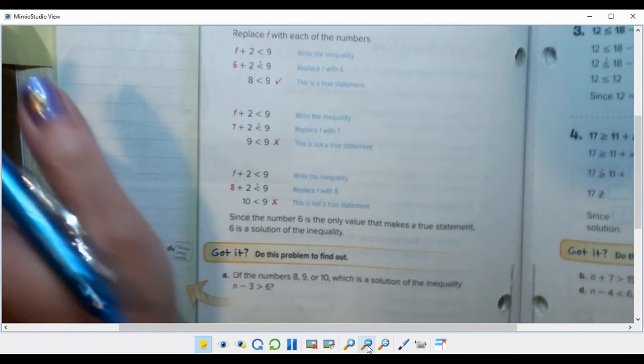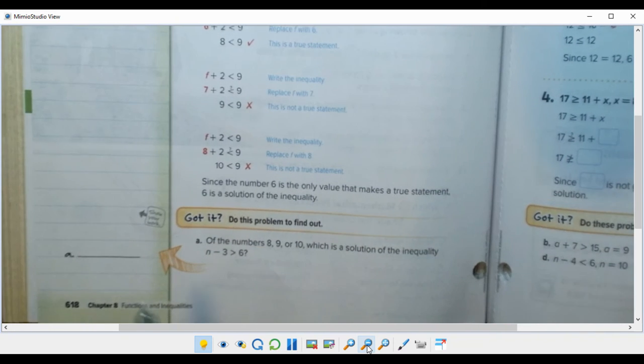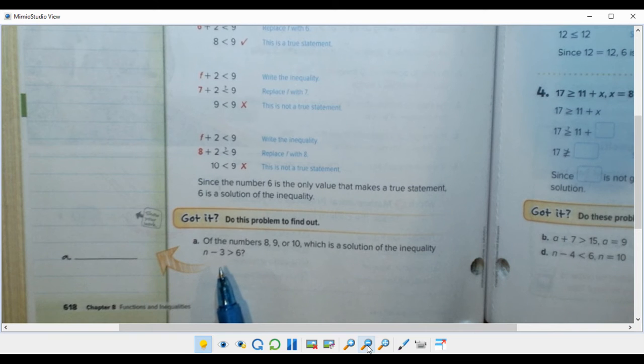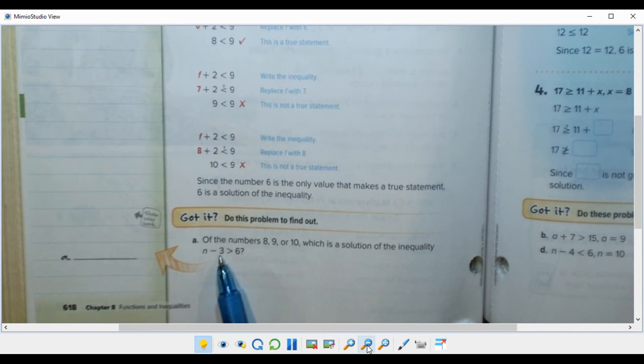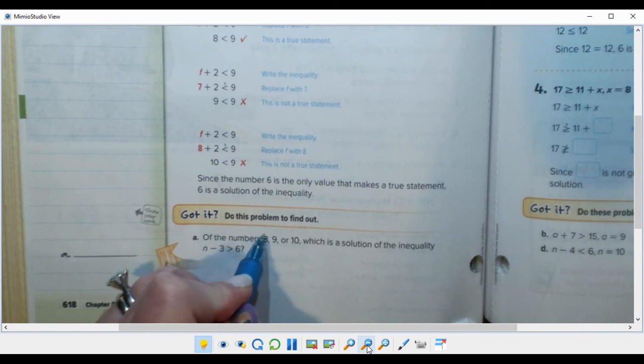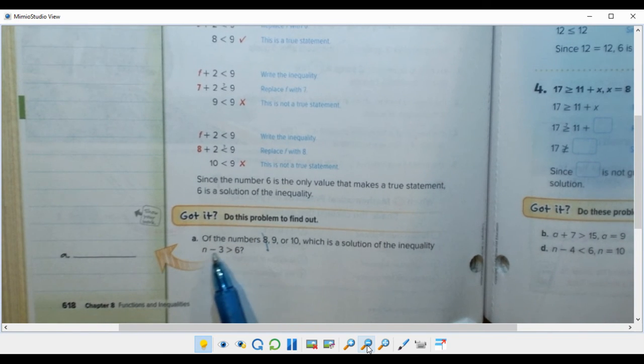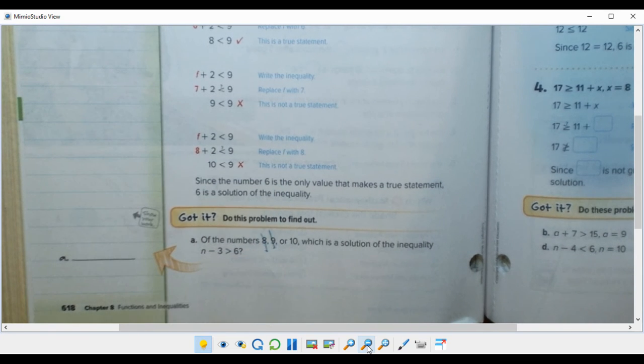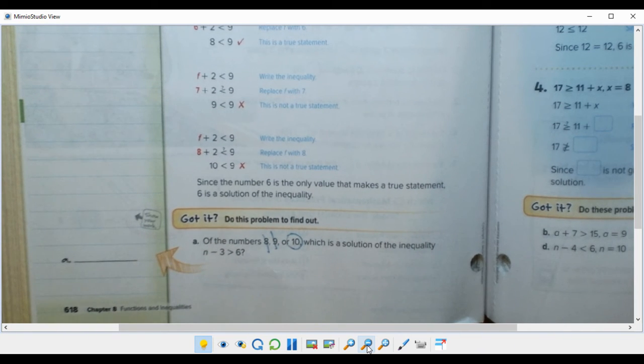Okay, let's go to the bottom with the got it and try one of these. All right, of the numbers 8, 9, or 10, which is a solution to this? So we're going to check each one. If I do 8 minus 3, I get 5. Is 5 greater than 6? No. If I do 9 minus 3, is 9 minus 3 greater than 6? It's equal to it, but this doesn't talk about being equal, so that's not it. And then is 10 minus 3, 7, is 7 greater than 6? Yes, so this is our answer.